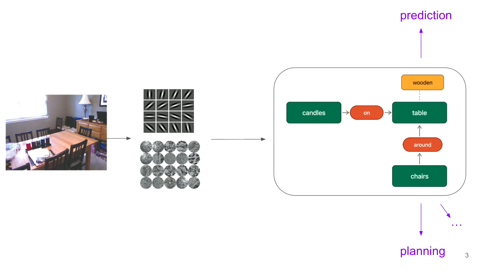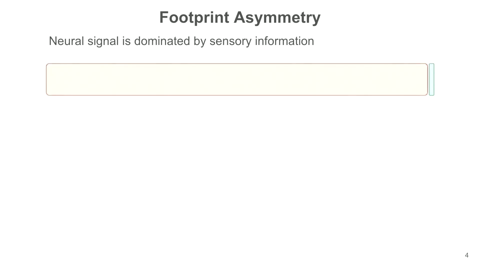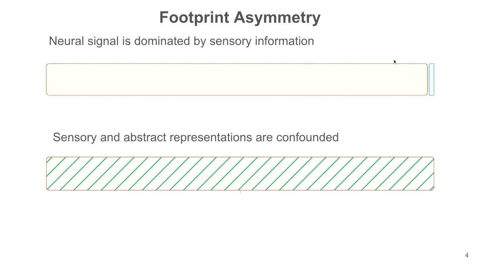Two issues arise when we think about how to discover the neural correlates of these representations, these two levels, from a computational perspective. The first we call a footprint asymmetry, and that is that the neural signal is going to be dominated by this massive high-dimensional sensory data relative to the abstract data. The second is that these two levels of representation are deeply confounded in practice.